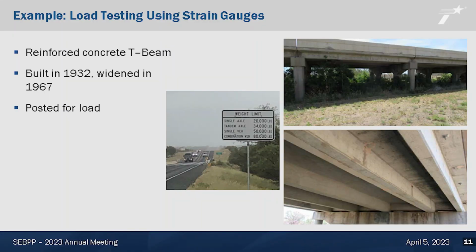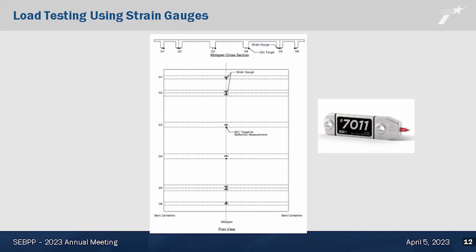So one example that we just wrapped up a few months ago, where we were able to remove a load posting on a bridge, was a bridge that was built in 1932 and widened in 1967, consisting of reinforced concrete T-beams. On this bridge, we installed strain gauges across the bridge on each of the girders, and at the same time, we instrumented with our digital image correlation. If we're going to close a bridge, let's take advantage of it and compare results from our two methods.